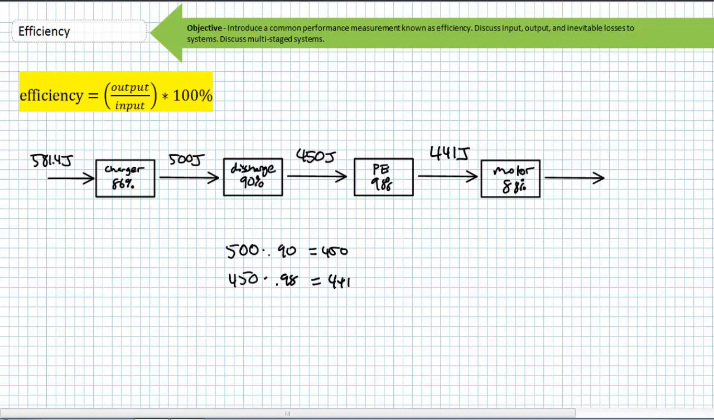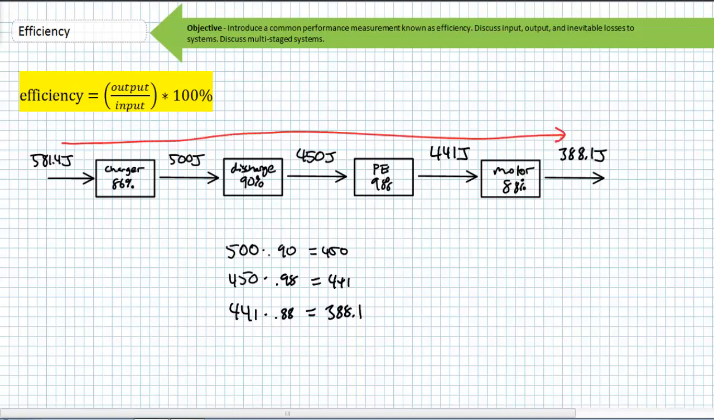Finally, the power electronic stage hands off these 441 joules to the motor, and the motor just drops 12% of these joules on the floor because it's only 88% efficient. Therefore, only 388.1 joules of useful mechanical energy is output to our system. See how the output gets progressively smaller and smaller as it passes from one stage to the next.